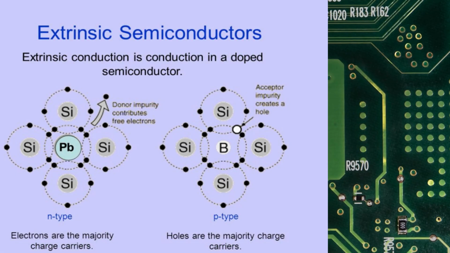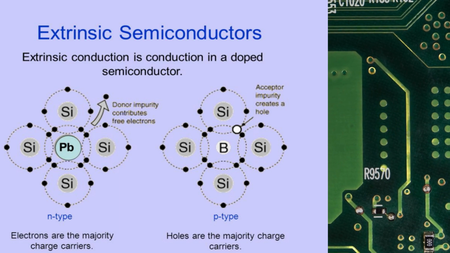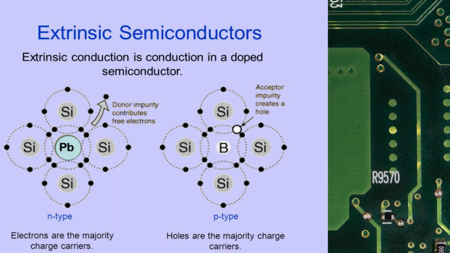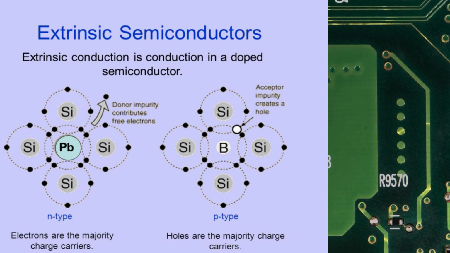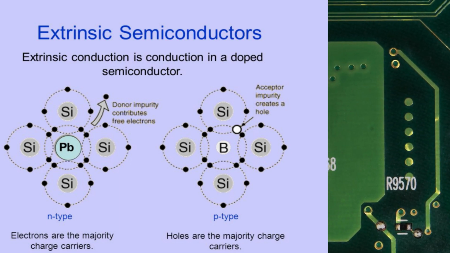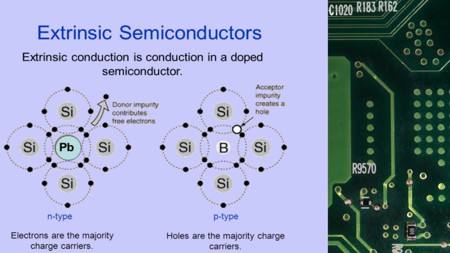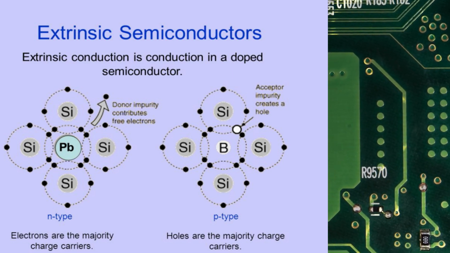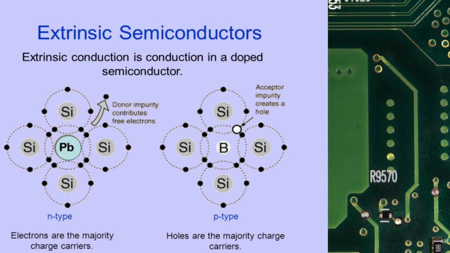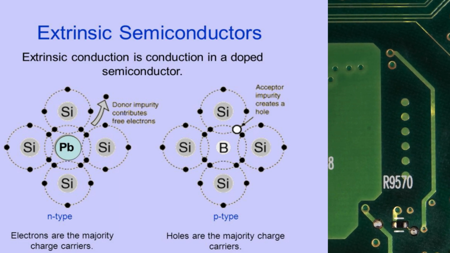Moving on, we have extrinsic semiconductors. These are semiconductors that have been doped, that is, we've intentionally added impurities to change their conductive properties. Depending on the dopant, we get 2 types of extrinsic semiconductors, N-type and P-type. N-type semiconductors are created by adding pentavalent impurities like phosphorus. These impurities have 5 valence electrons. 4 of these bond with the semiconductor atoms, and the extra electron is free to move, increasing the conductivity.